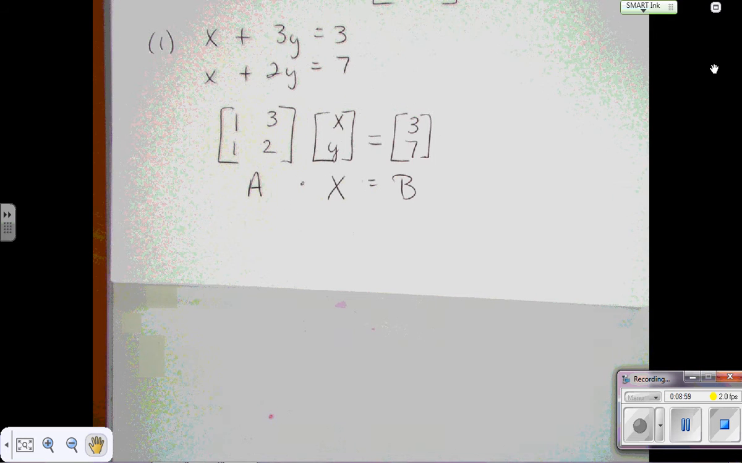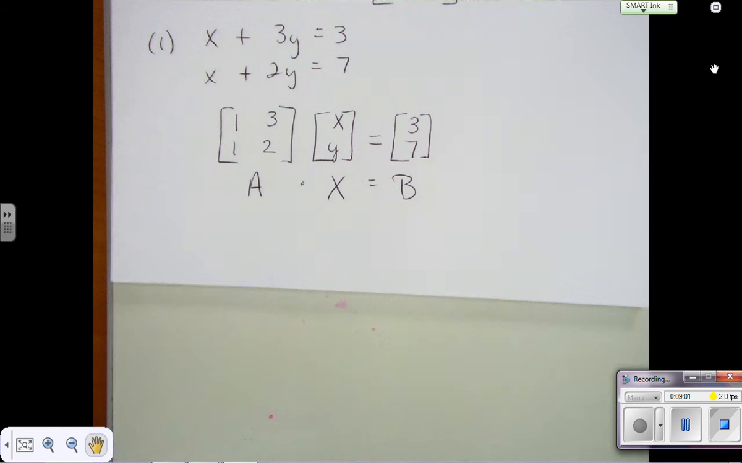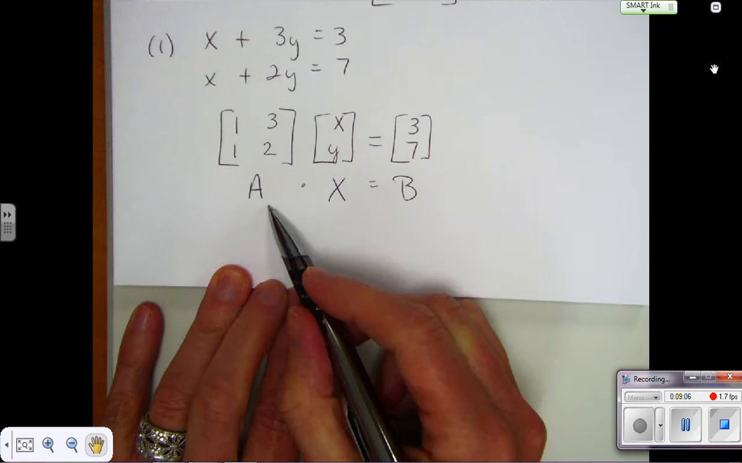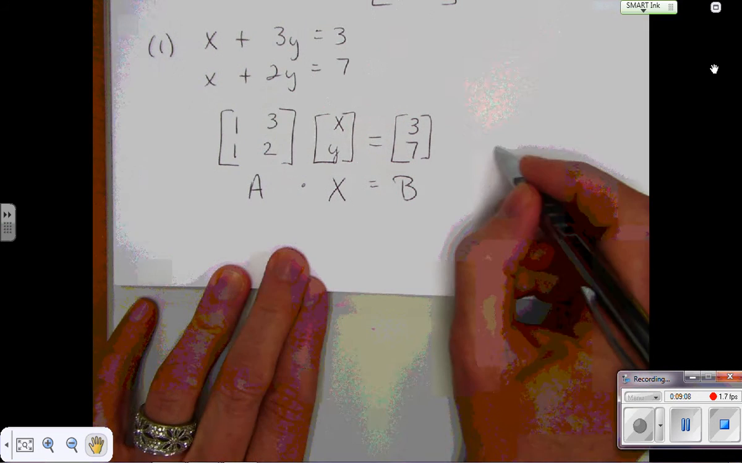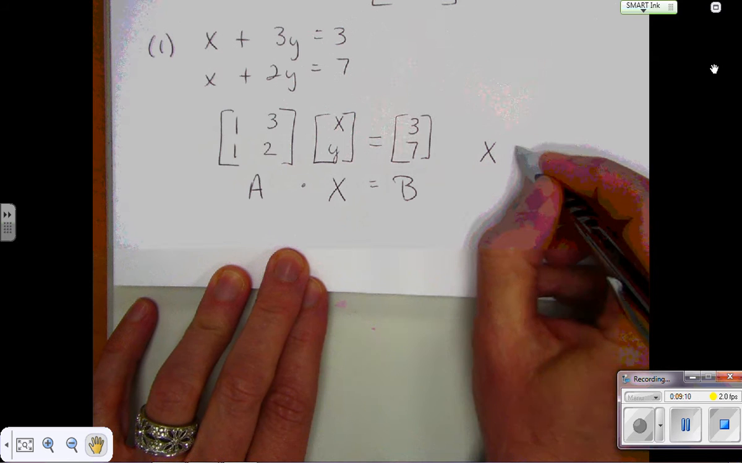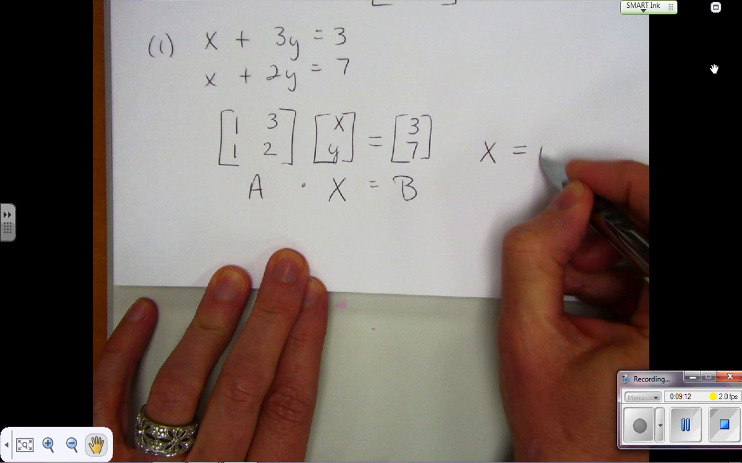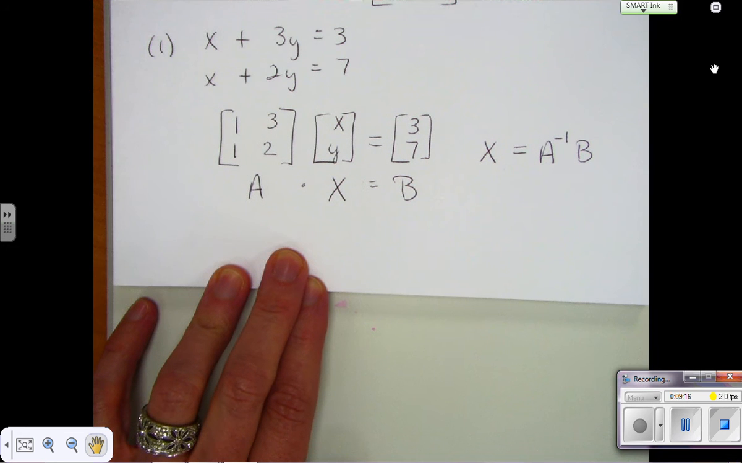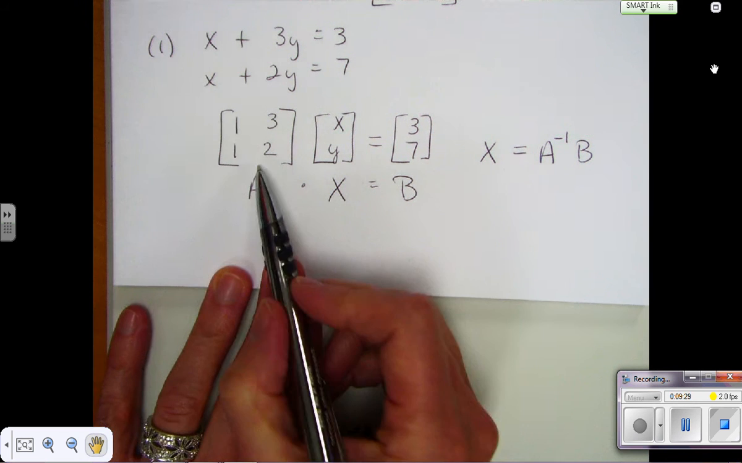Okay, so to get the values for X and Y, to find out where they intersect, I'm going to rearrange this A times X equals B. We're going to make this the variable equation equals A to the -1 times B. So I'm using the inverse of A, taking it times the constant matrix. And it needs to be in that order. It won't work if you take it B times the inverse. It doesn't work.